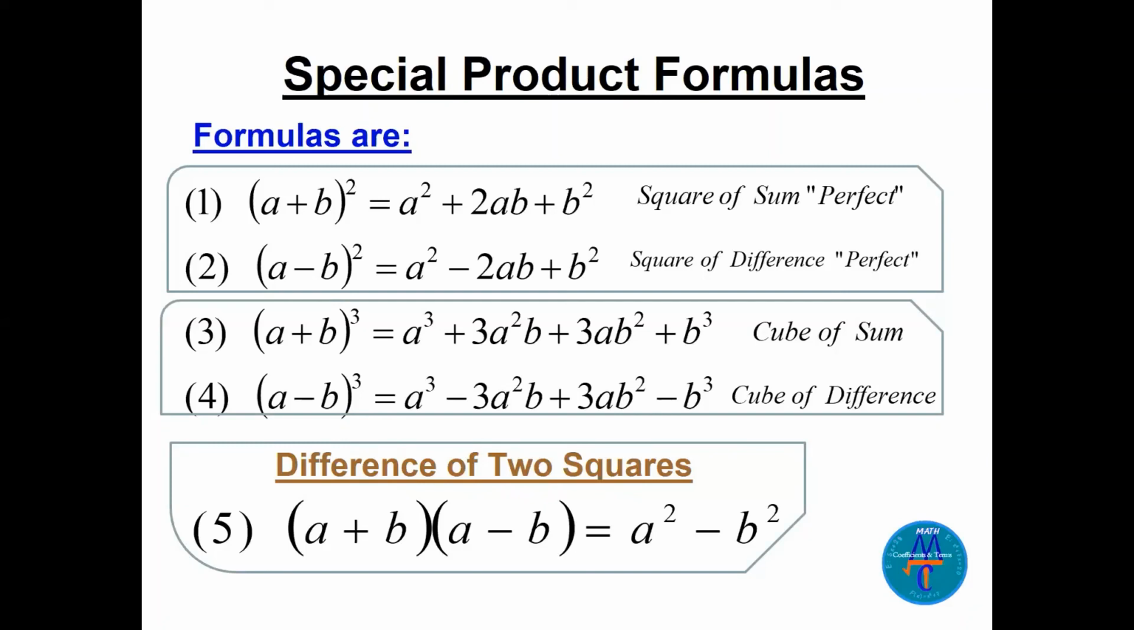And now we have the cube formulas for the sum and the difference. The number 5 here is very, very important. We call it the difference of two squares. If you have a plus b times a minus b, you should have it like this. Also, you can have a minus b times a plus b. It's the same. But you should have one plus and one minus, or one minus and one plus. Same a, same a, same b, same b. Now the answer will be directly a squared minus b squared. We call it the difference of two squares.